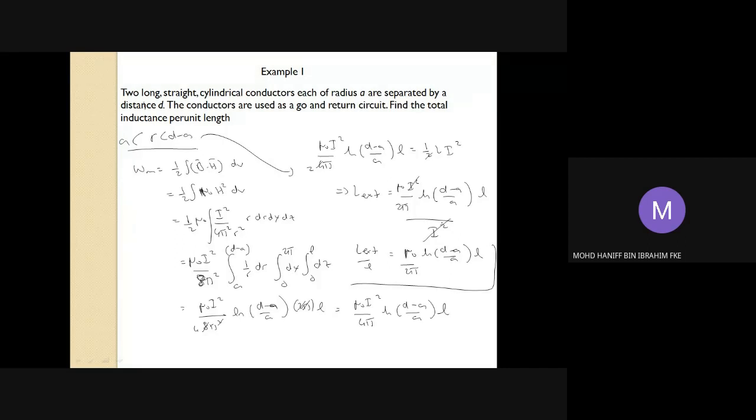Any question for example number 1? Doctor, can you explain again why the L total per length of the two conductors are the same? Okay, I need to erase this.